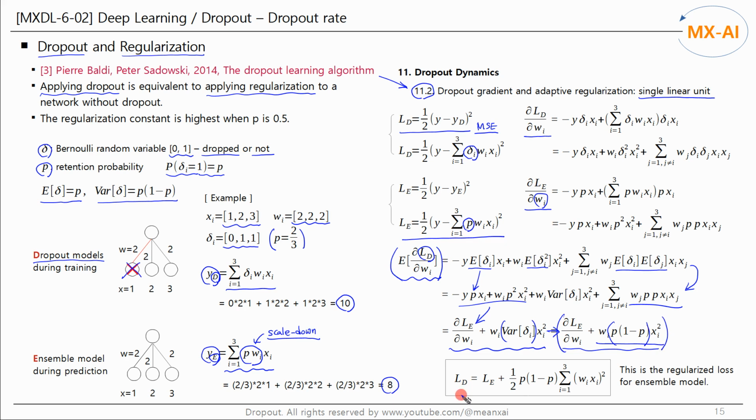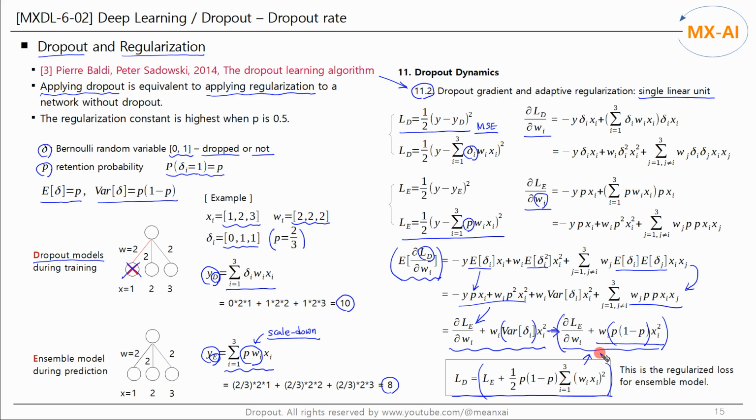Therefore, the loss function can be written like this. This is the regularized loss for the ensemble model. Finding the gradient of this loss with respect to Wi gives the equation above. This means that the loss of the neural network with dropout and the regularized loss of the neural network without dropout are the same. For this reason, dropout, like regularization, prevents overfitting.